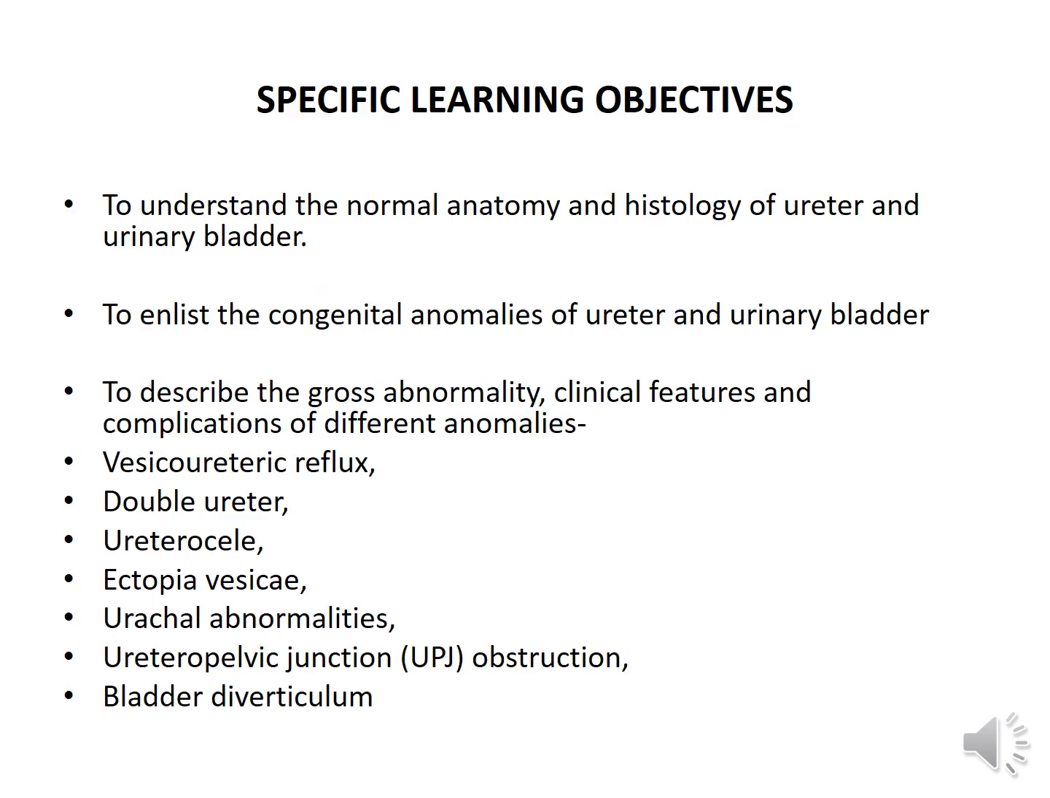Specific learning objectives are, at the end of the session, you all must be able to understand the normal anatomy and histology of ureter and urinary bladder, to enlist the congenital anomalies of ureter and urinary bladder, and you all must be able to describe the gross abnormality, clinical features and complications of different congenital anomalies, which are vesicoureteric reflux, double ureter, ureterocele, ectopia vesicae, urachal abnormalities, ureteropelvic junction obstruction and bladder diverticulum.